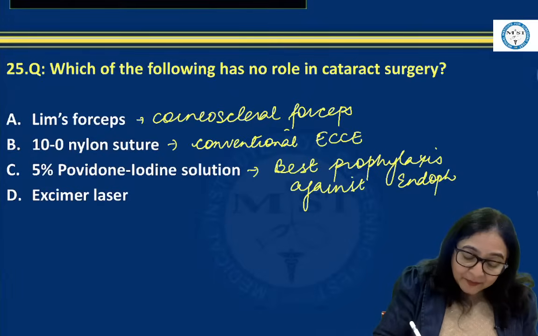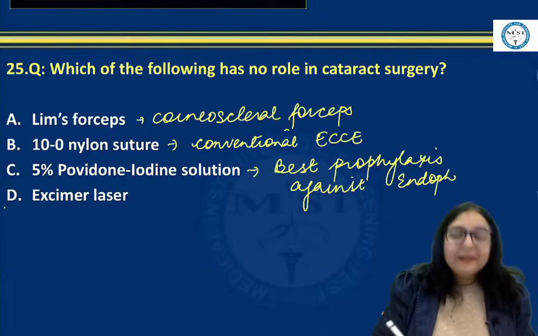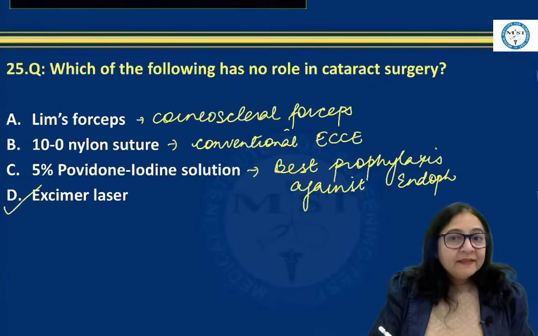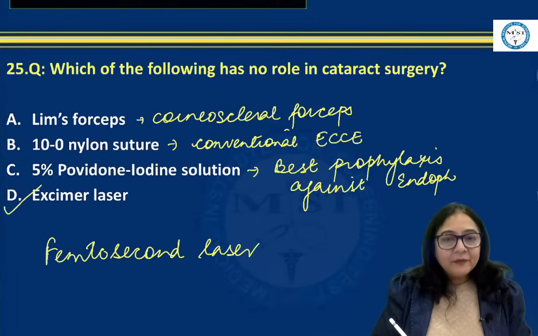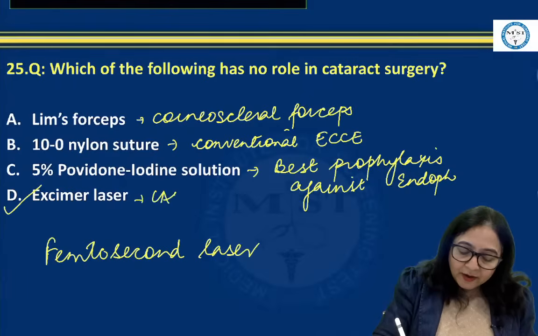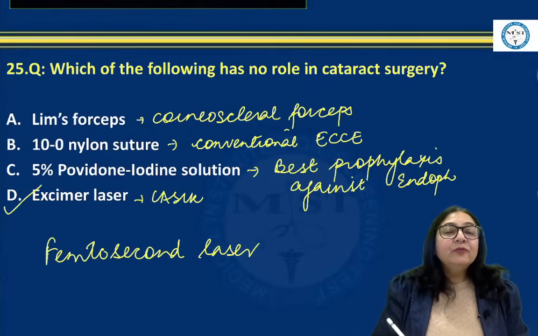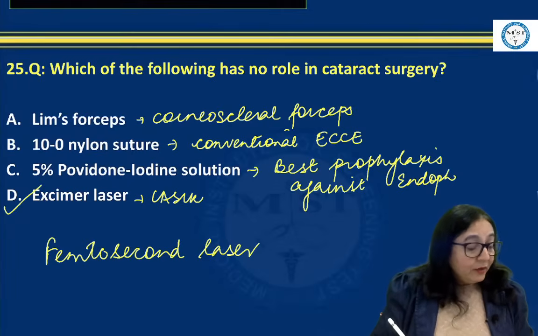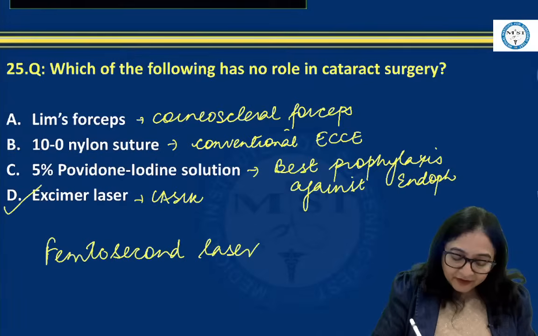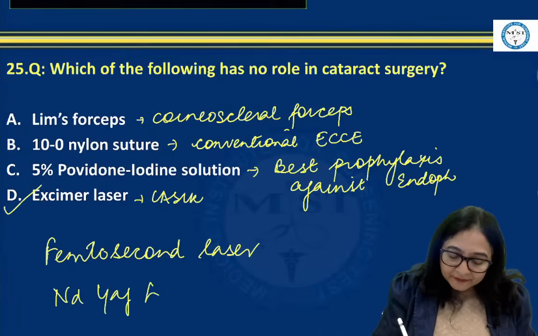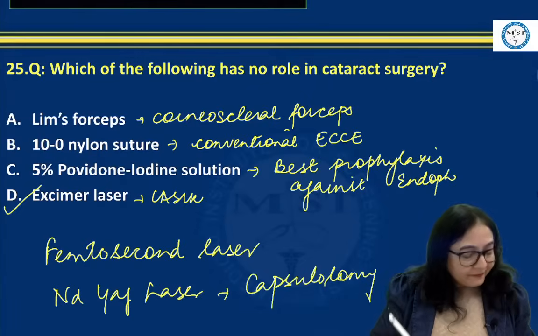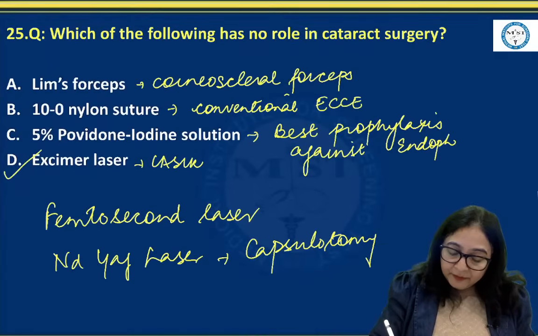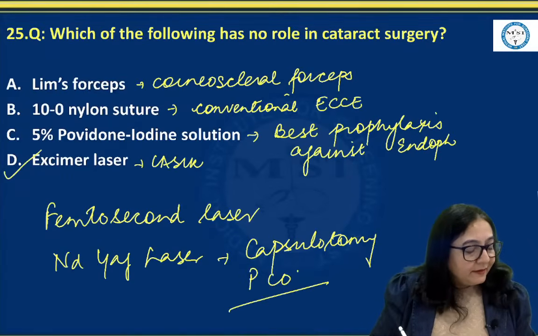Excimer laser has no role in cataract surgery. The type of laser used to assist modern day cataract surgery is femtosecond laser, beta. Excimer laser is used for LASIK. Not for after cataract. For after cataract, we are using ND-YAG laser. ND-YAG laser is used for capsulotomy in PCO.